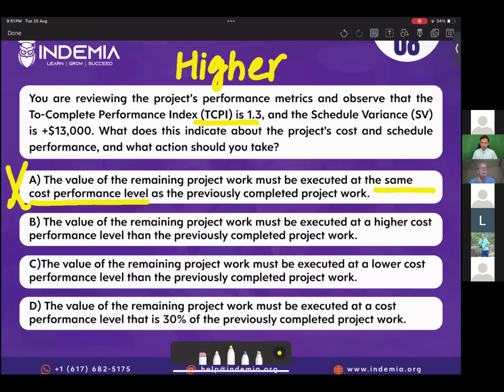Please pay attention. Option B, the value of the remaining project work must be executed at a higher cost performance level.